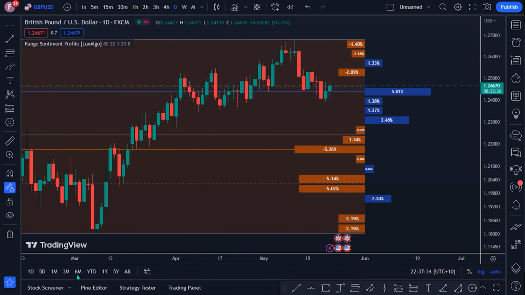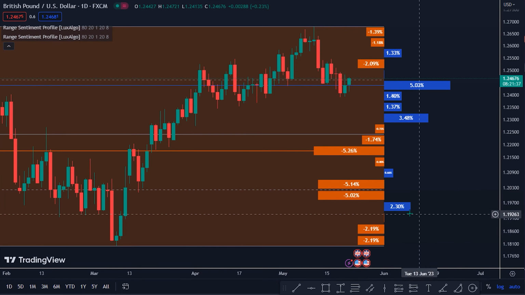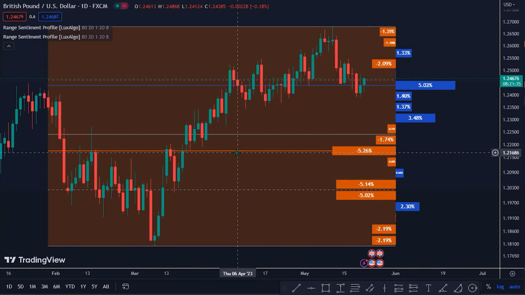To apply this indicator on the trading chart, search the keyword the Range Sentiment Profile and select the Range Sentiment Profile Indicator in the TradingView Indicator folder here. As we can see, here is the trading indicator.